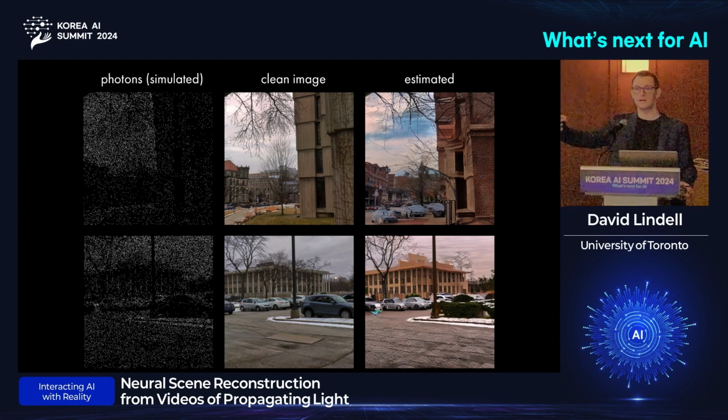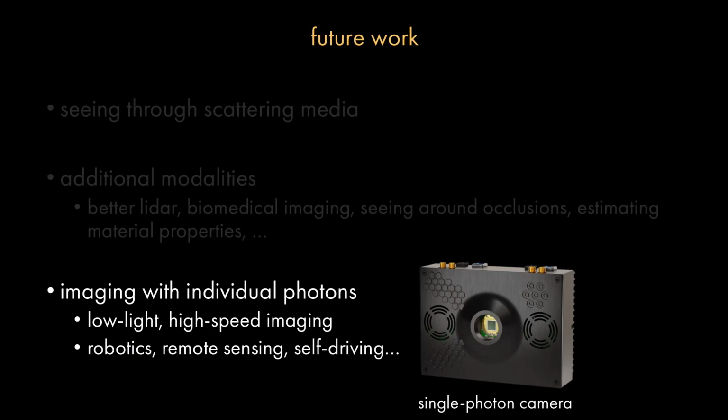Maybe you have a robot that needs to drive down the car in very, very low light, and it's traveling fast, so you have to operate at a high speed. So perhaps we can use single photon cameras to overcome fundamental obstacles in low light, high speed imaging by leveraging generative priors. And this, again, could be very useful for robotics, remote sensing, perhaps even for self-driving cars.